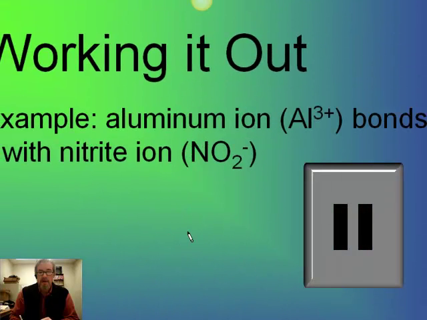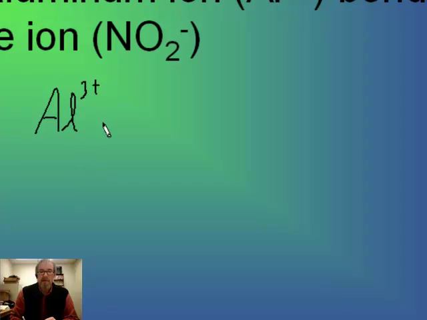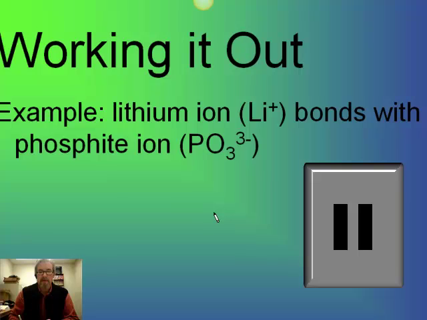Try another one. Aluminum with nitrite. Here's your answer. Again, write them side by side, cation first, so Al3 plus, NO2 1 minus goes after that. Subscript on aluminum is going to be 1 because that's the charge on nitrite. The subscript on nitrite is going to be 3 because that's the charge on aluminum. Because it's a polyatomic ion, I enclose it with parentheses first, and then I write my 3. There's your formula.